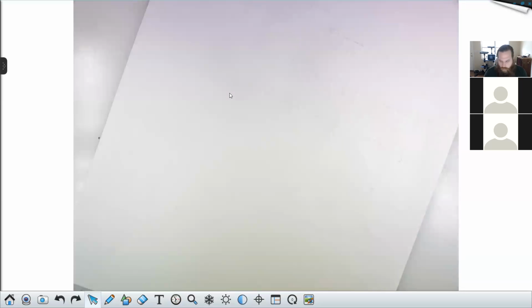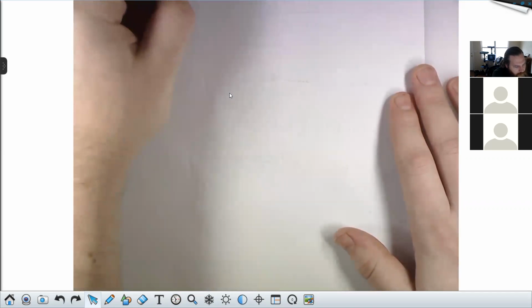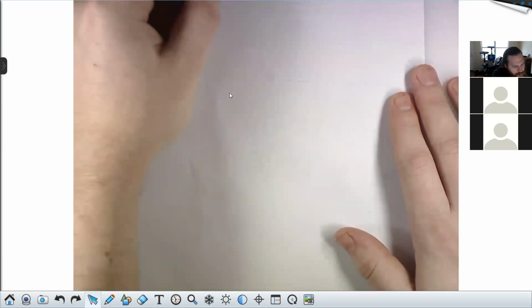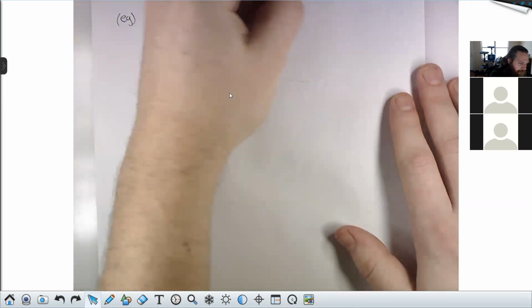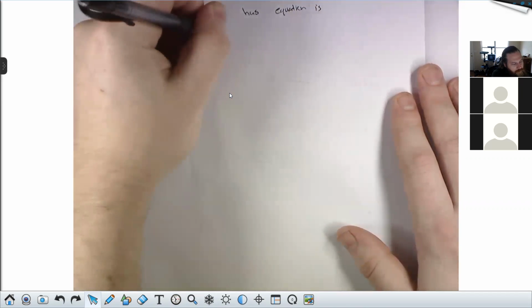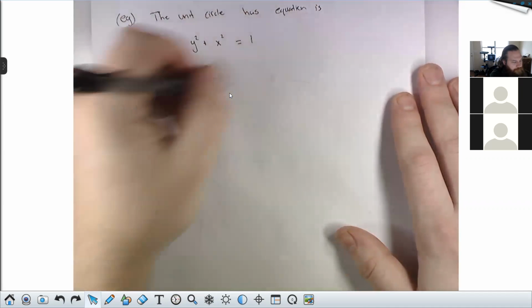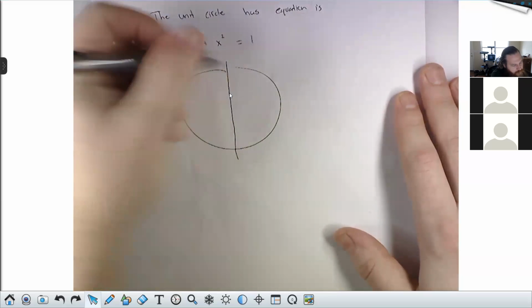So the challenge here is that no curve like that can be expressed like y equals f of x, because it's definitely not a function. So let's look at a circle, the unit circle even. Its equation is y squared plus x squared equals 1. Modulo my bad art, that's a circle.